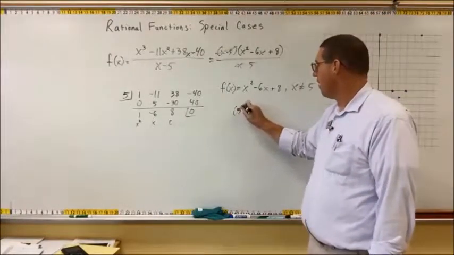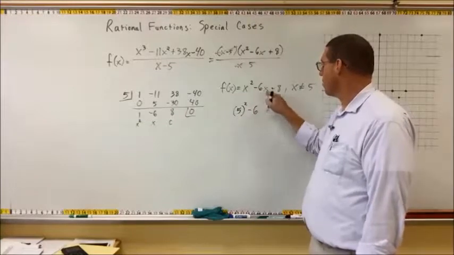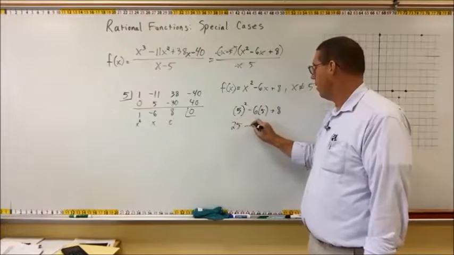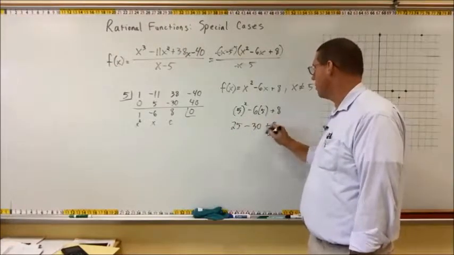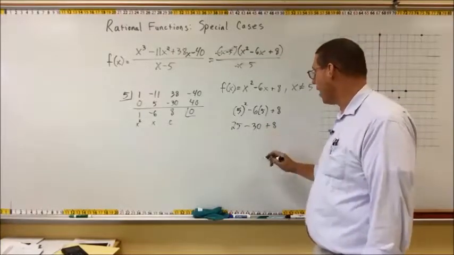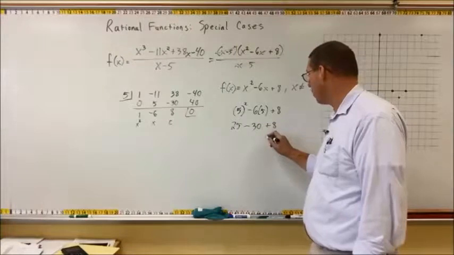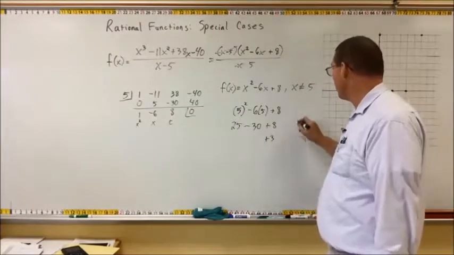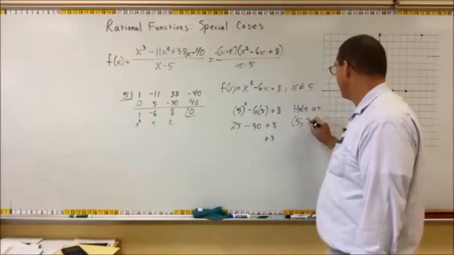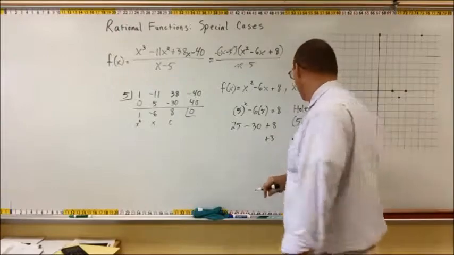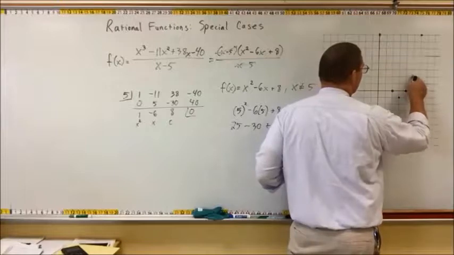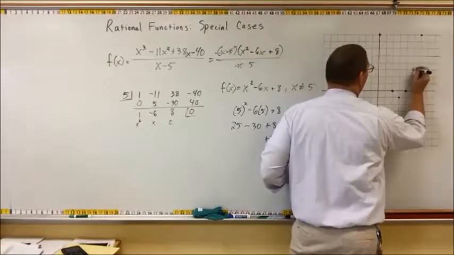We have 5 squared minus 6 times 5 plus 8. This is 25 minus 30 plus 8. 25 minus 30, that's negative 5. Negative 5 plus 8, that's positive 3. Okay? So we know that there is a hole at 5 and positive 3. So we're going to go to 5 and 3. 1, 2, 3, 4, 5. 1, 2, 3, and we're going to put a hole there.